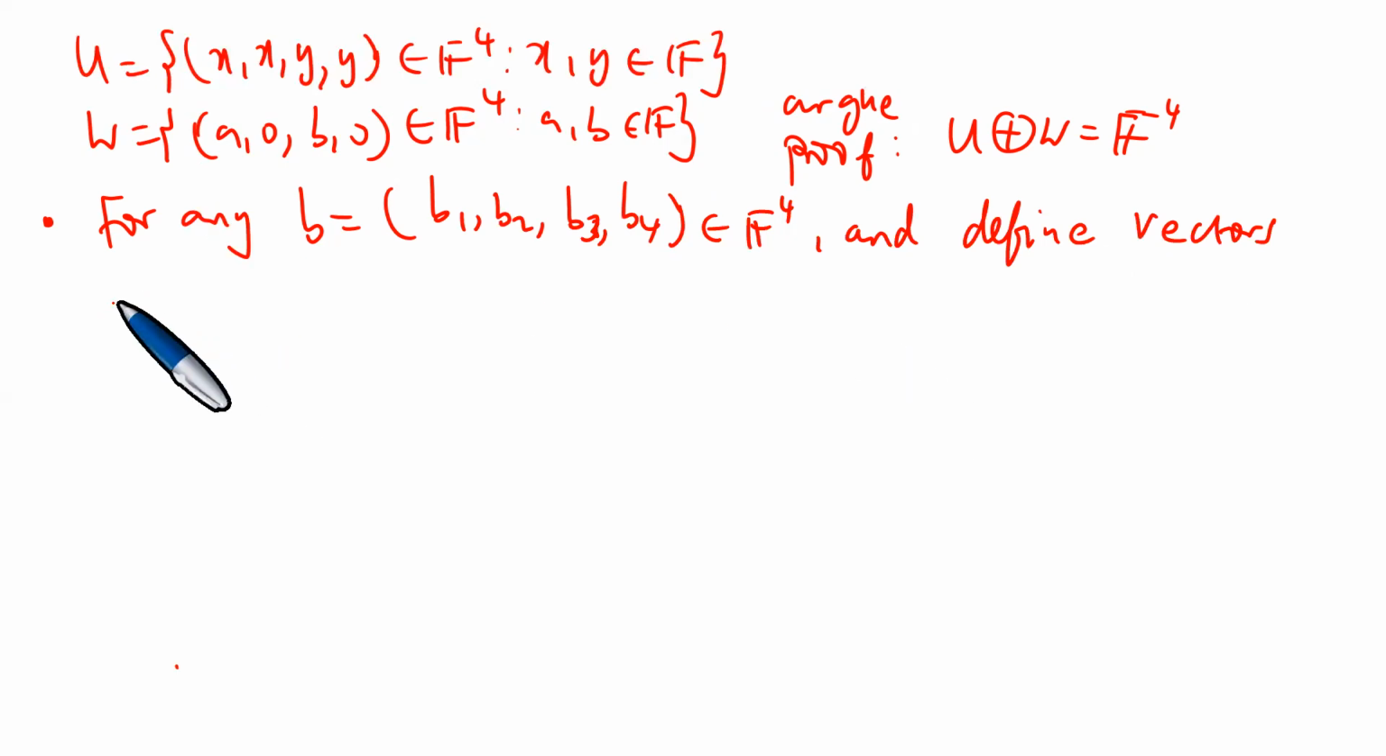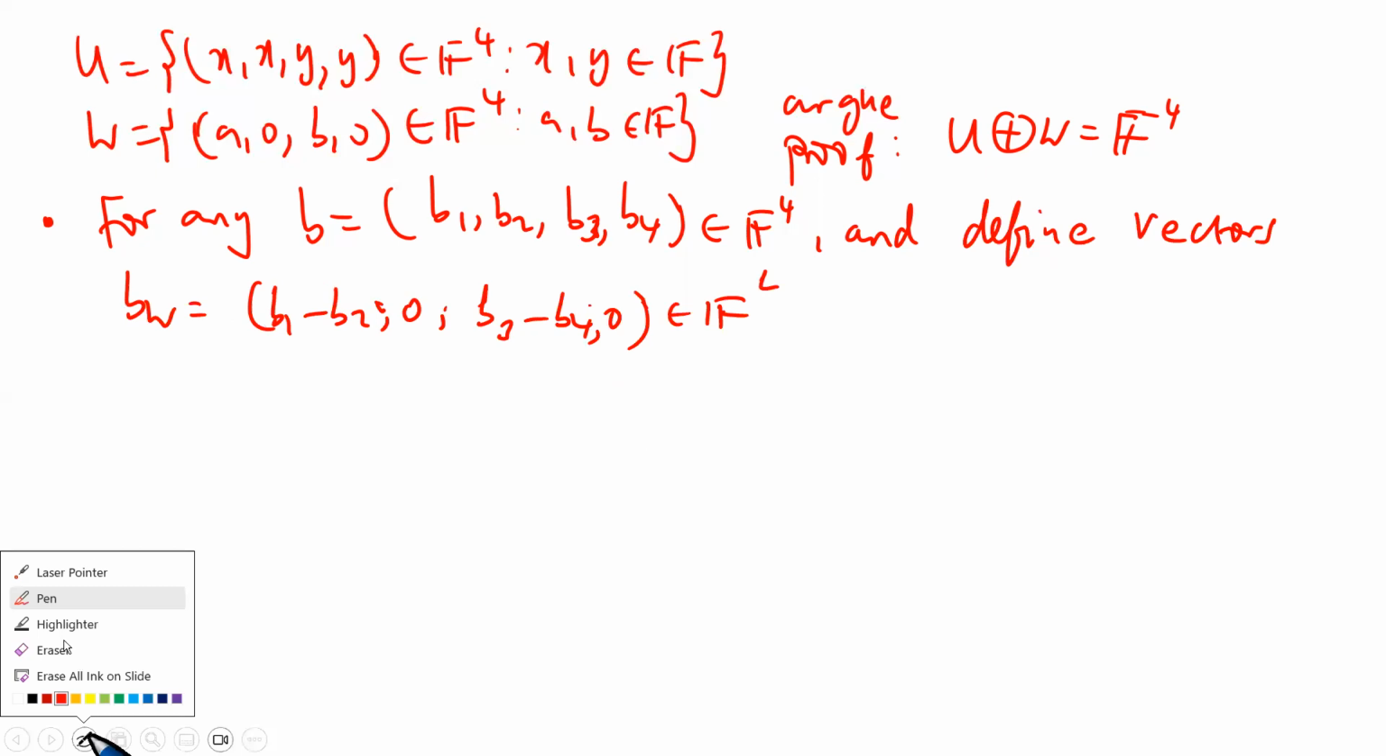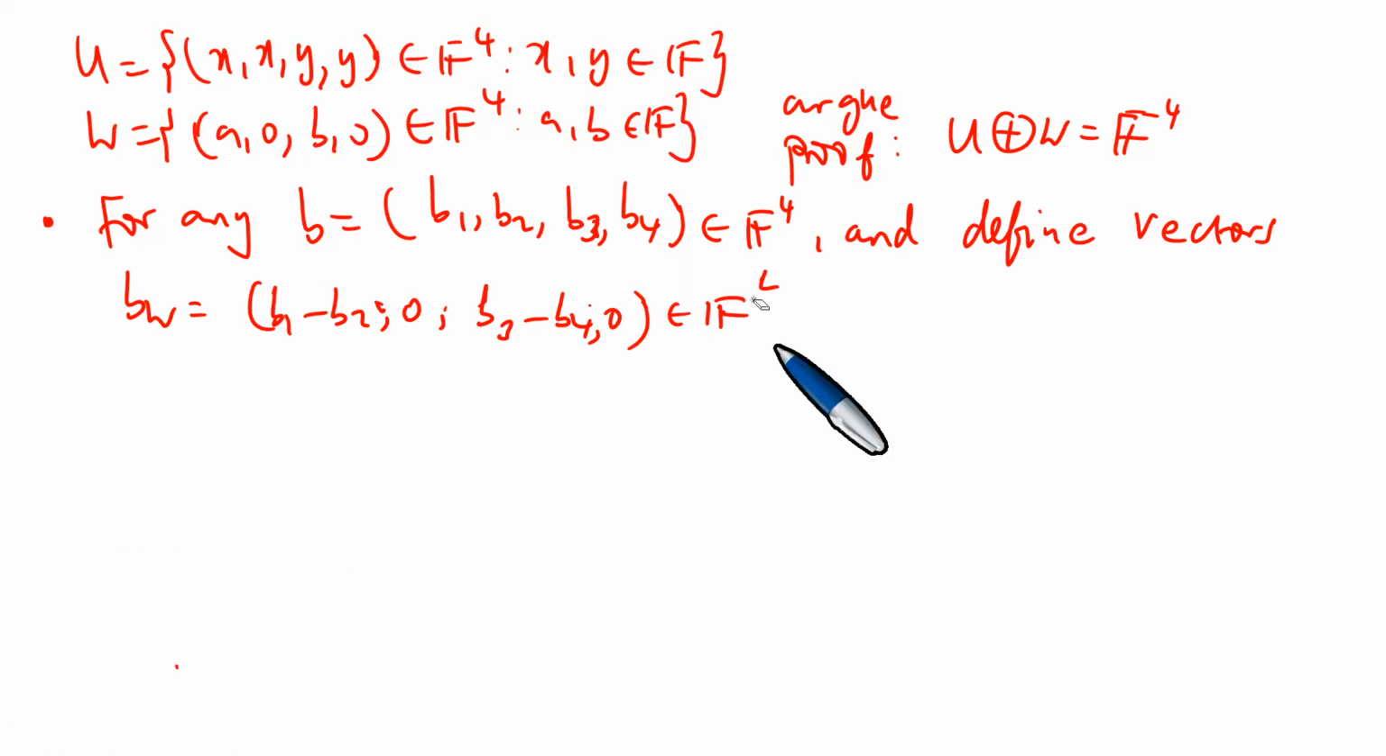So you define the vectors bW: b1 minus b2, 0, b3 minus b4, 0. Okay, I'll let you go very soon, so that you can do your chores for the day. We actually take these, and these are in W because they have some zeros. This one is in W because it has some zeros.